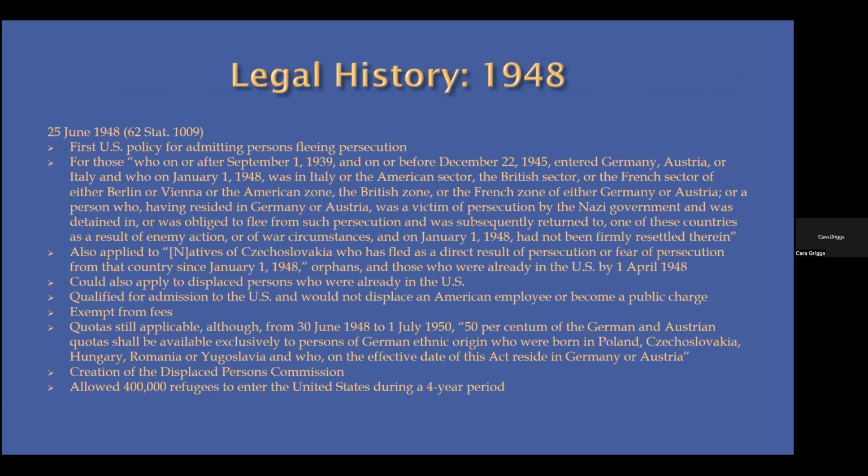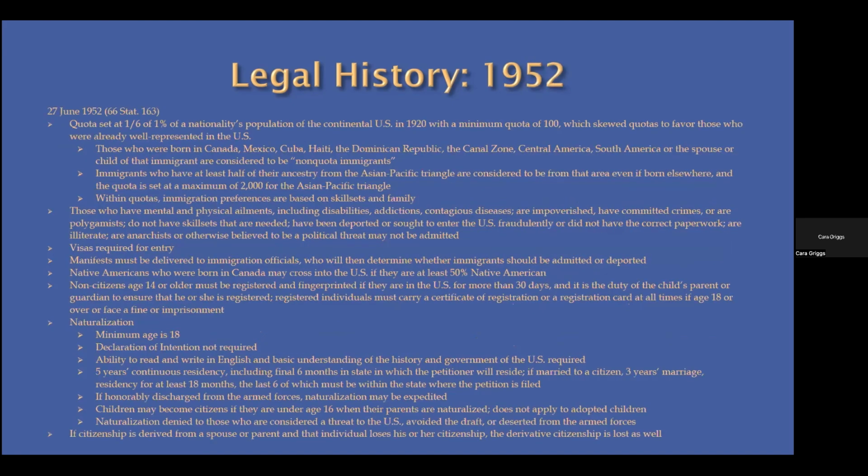This new law focused on resettling refugees that were victims of the Nazis and who had not yet found a permanent residence. Quotas remained, but refugees were heavily favored. It permitted 400,000 people to enter the U.S. between 1948 and 1952. More changes came in 1952 with the Immigration and Naturalization Act.